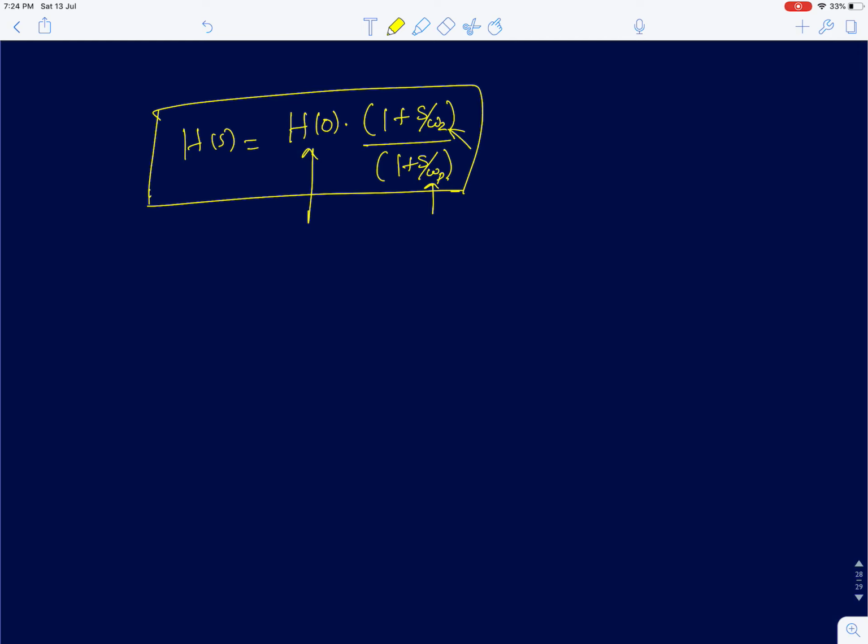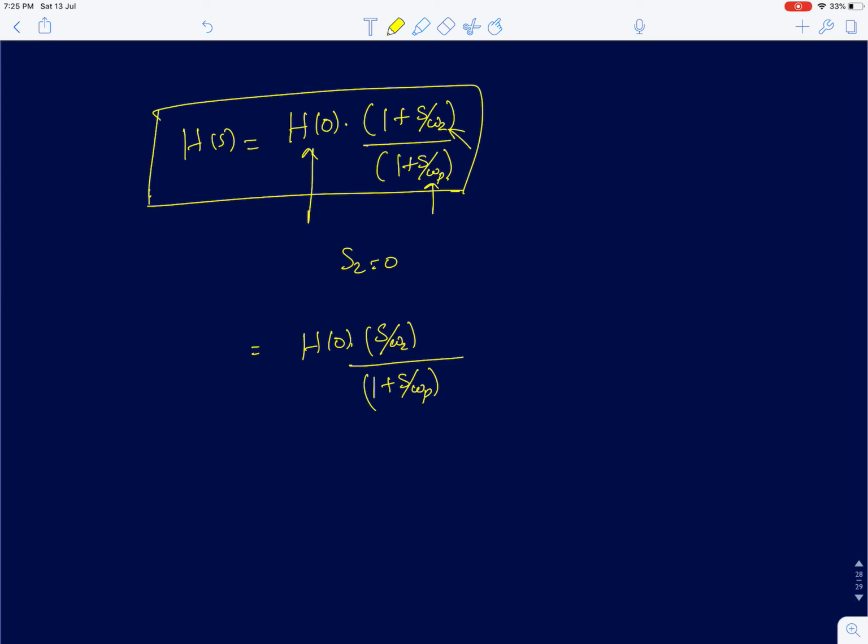Now there is mainly one case. Once we talk about realizable transfer functions, there is only one case where this may not be sufficient. The only case is when you have a 0 at 0. So when you have a 0 at s equal to 0, in that case the transfer function will be something like H of 0 into s by omega z by 1 plus s by omega p.